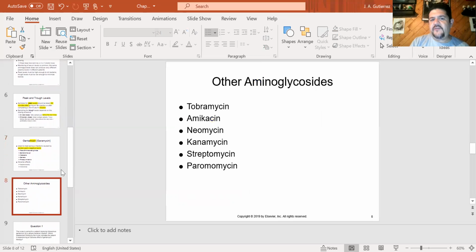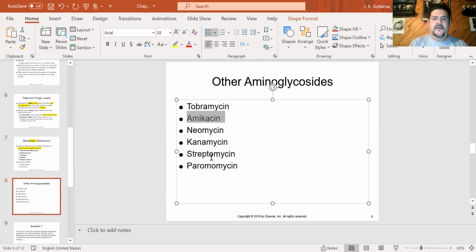Other aminoglycosides: tobramycin, amikacin, neomycin, kanamycin, streptomycin, paromomycin. So you can see the common terminology is mycin at the end, with amikacin being the exception to it. So regarding the chapter, that is all.